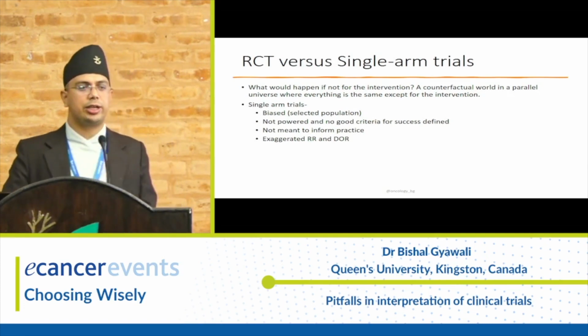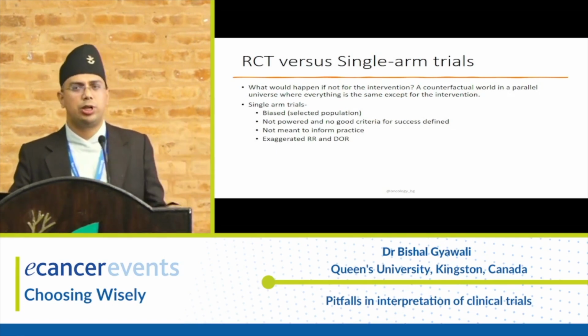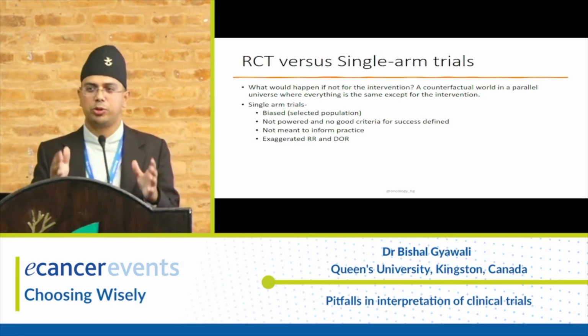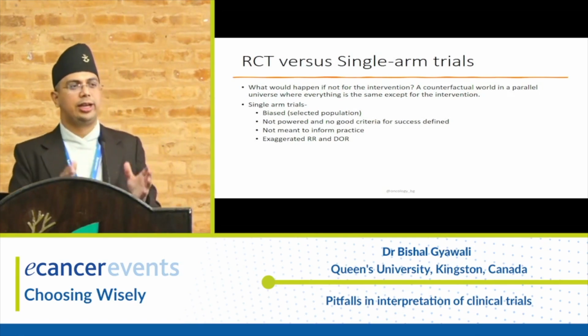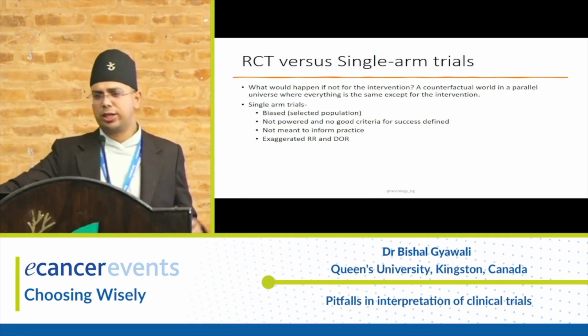You can't say, okay, we are using drug X in 20 patients and 15 of them responded. In the past, we know that only 5 of them would have responded, so this is a better drug. No, you cannot do that. You can make that conclusion only after a randomized trial. Single-arm trials are biased. They can use selected population.